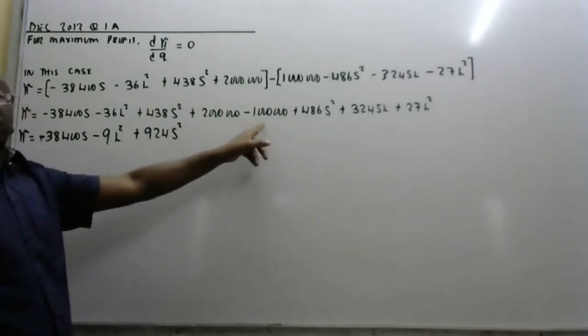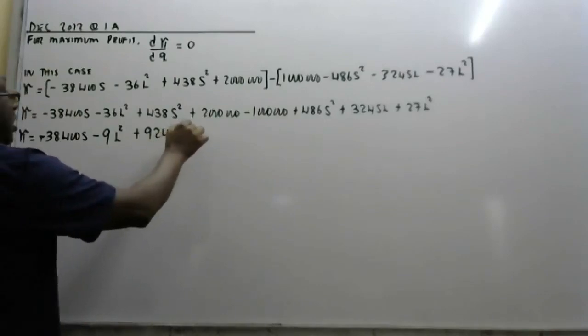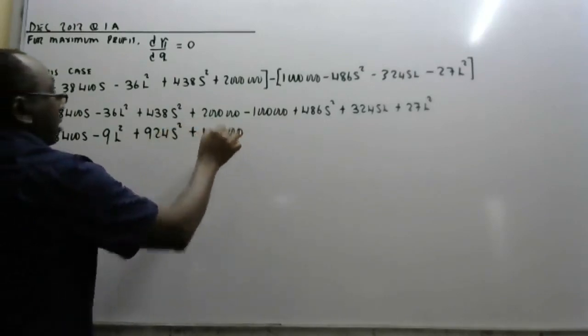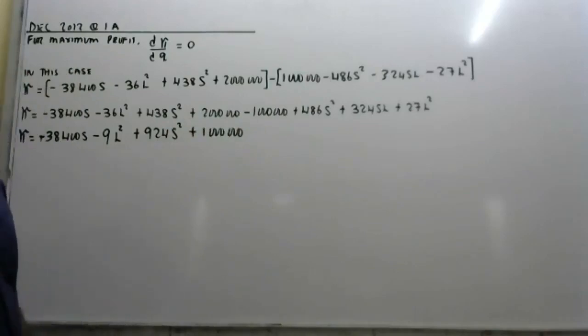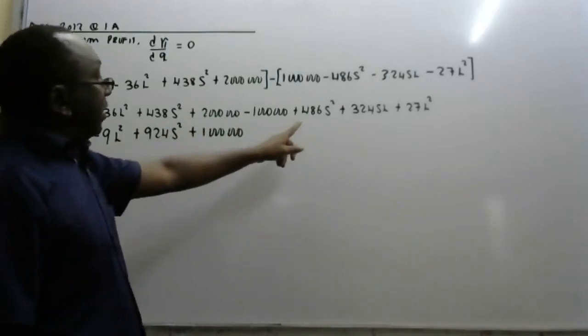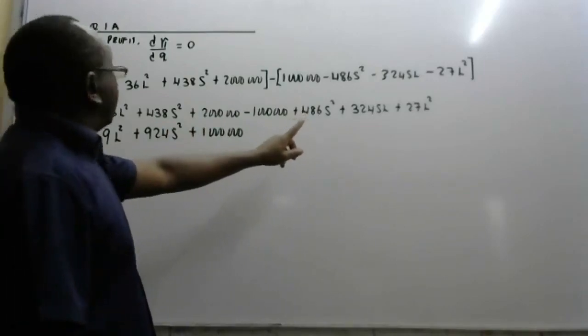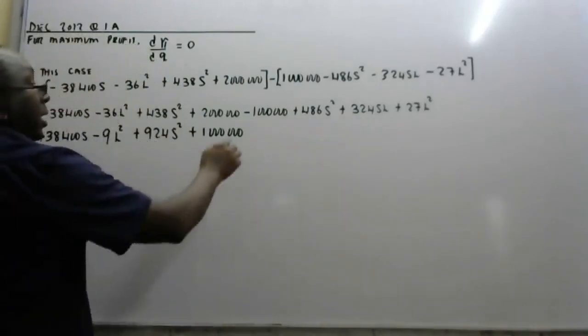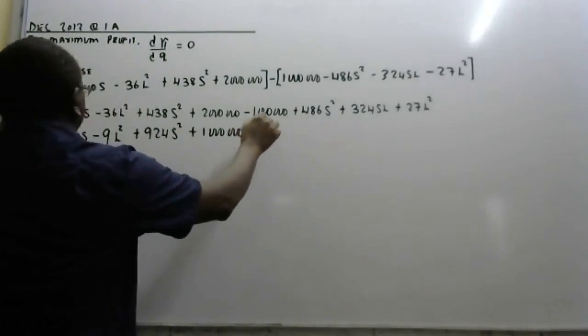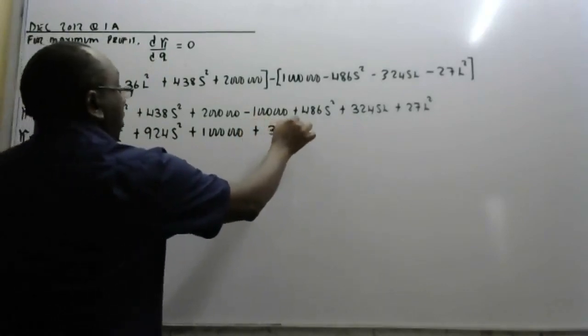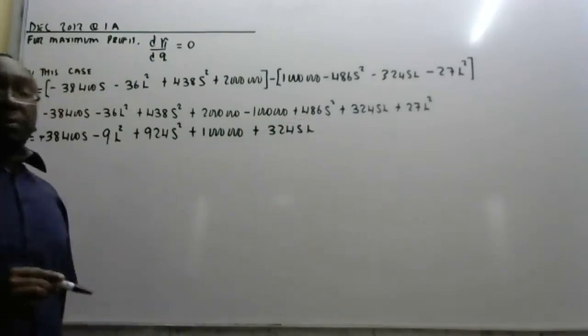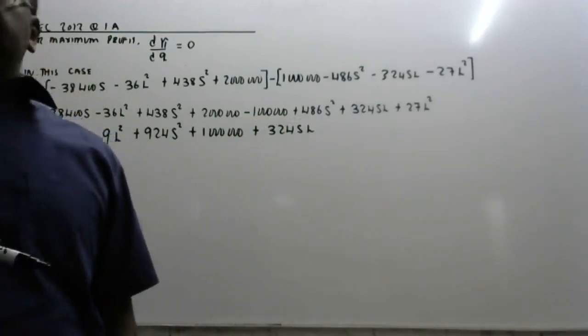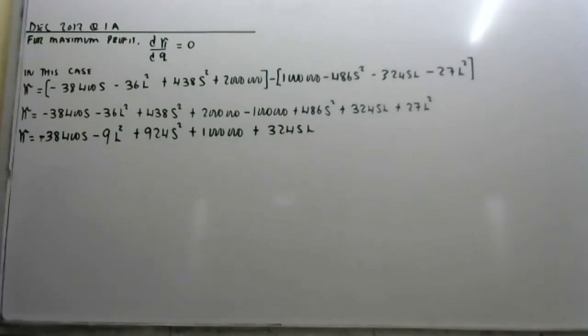Then these 2 million to join this 1 million, so that we are left with 1 million. Then this SL, this S you already have combined, so this SL is on its own, so we'll say plus 324SL plus 324SL. So that is the profit function.